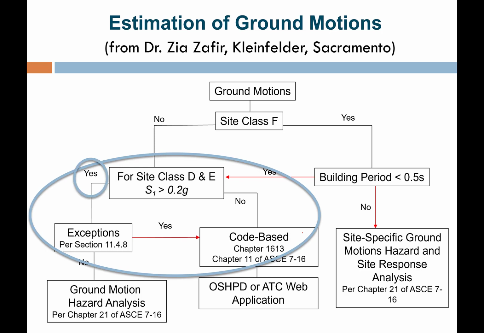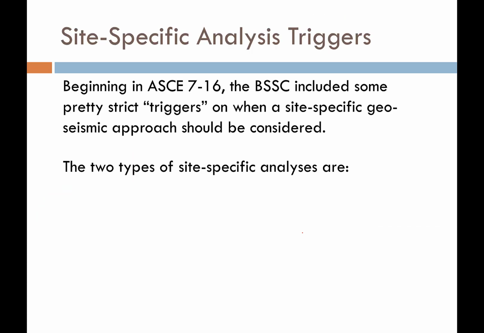But what if the answer to the question that we asked earlier for our example site is yes? What if our long period risk-targeted spectral acceleration is greater than 0.2 g, and I have a site class D or E? Well, now we're into site-specific analysis territory. And this is where I'm going to spare you the details, because this is where you want to have somebody working on your project who has a lot of experience and training in this.